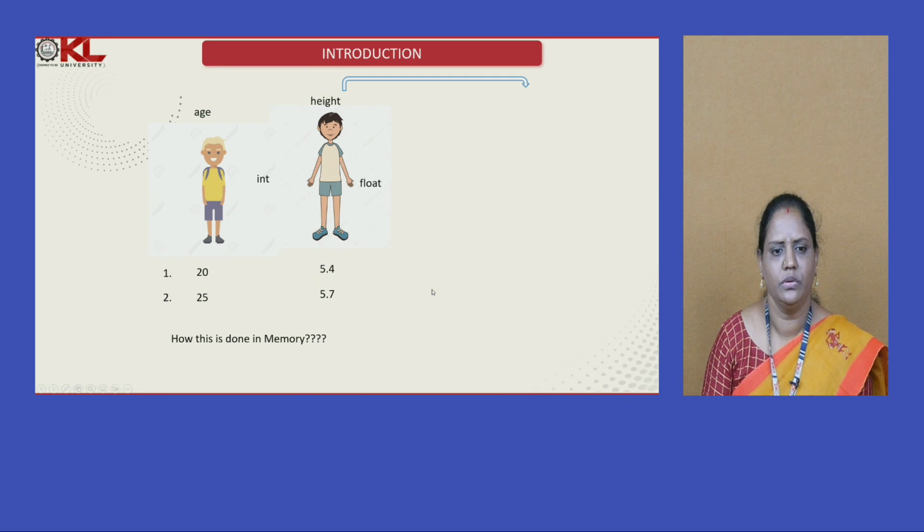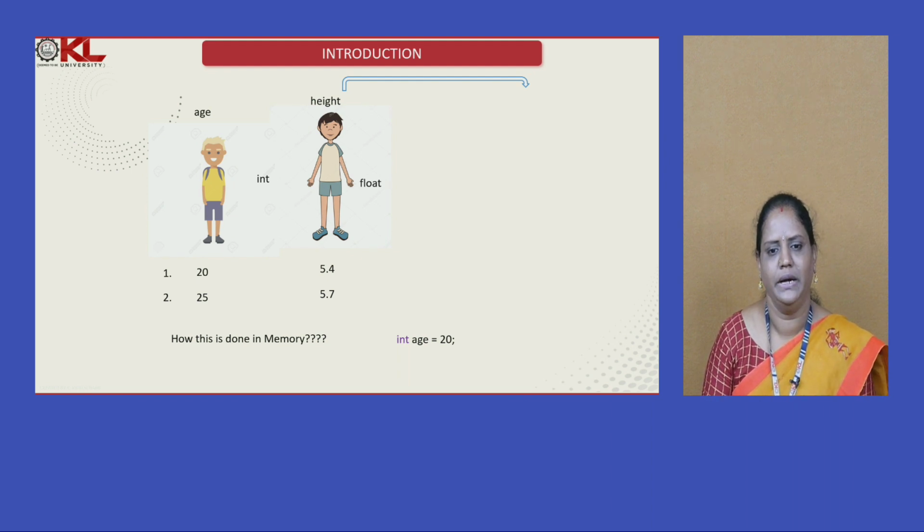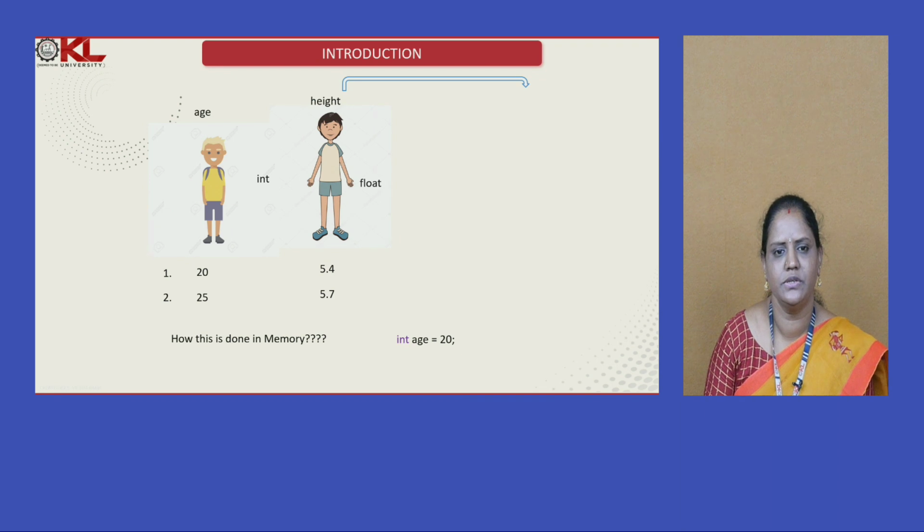Now how to do this in memory? How to declare a variable in the memory? For example, when I am declaring a variable, what happens in the memory? So I declared a variable int age equals 20. Int is the data type, age is the variable name, and 20 is your data, meaning your value.